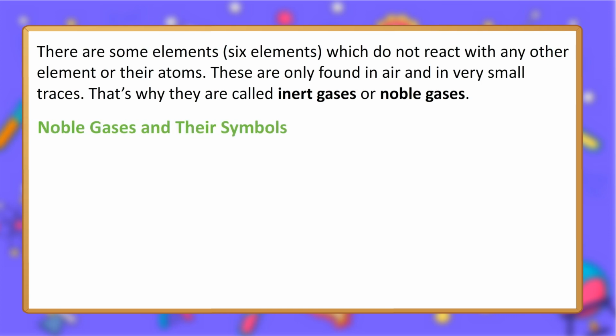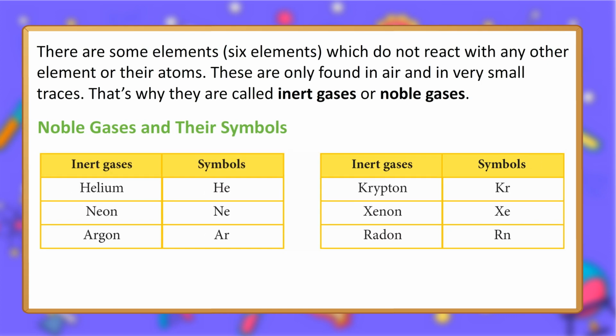Noble gases and their symbols. Inert gases, symbols. Helium, He. Neon, Ne. Argon, Ar. Krypton, Kr. Xenon, Xe. Radon, Rn.